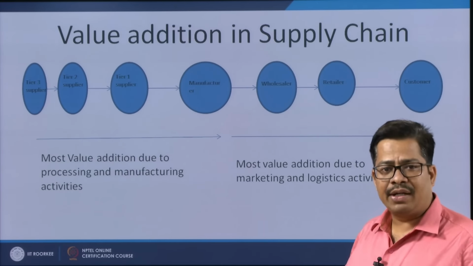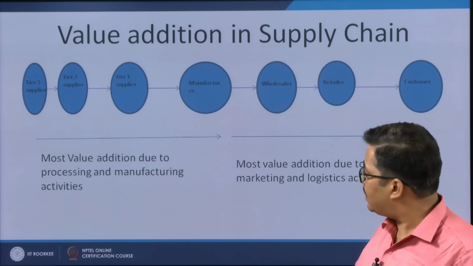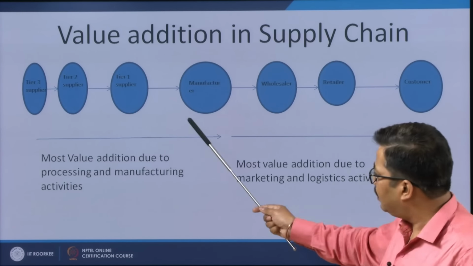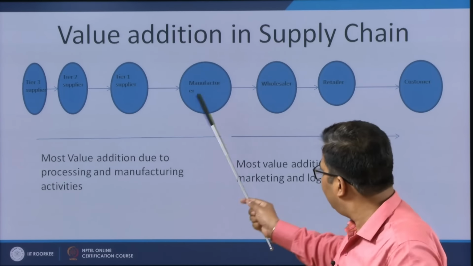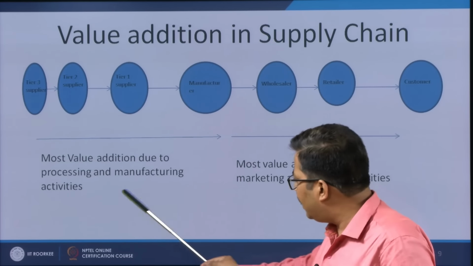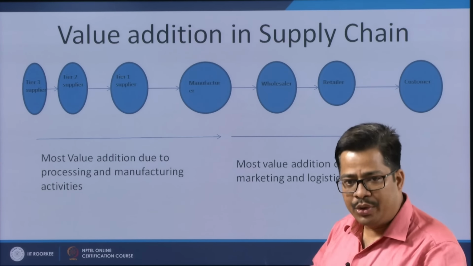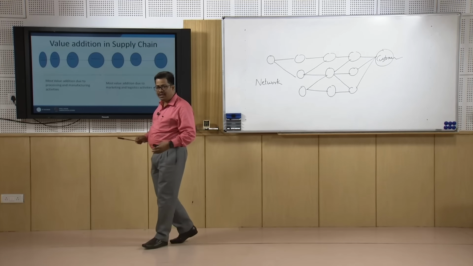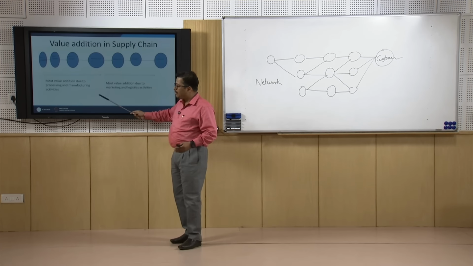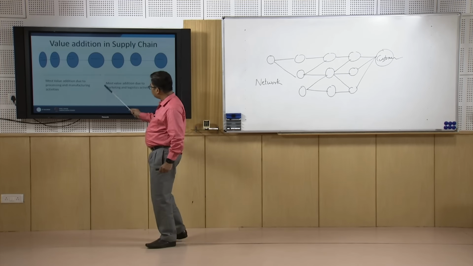They are supplying raw materials, components, parts, and sub-assemblies to the manufacturer, and most of the value addition from this side until the manufacturer finishes the final product is because of processing and manufacturing activities. You are doing a lot of processing, painting, and fabrication, so incremental value addition is taking place because of all these activities.